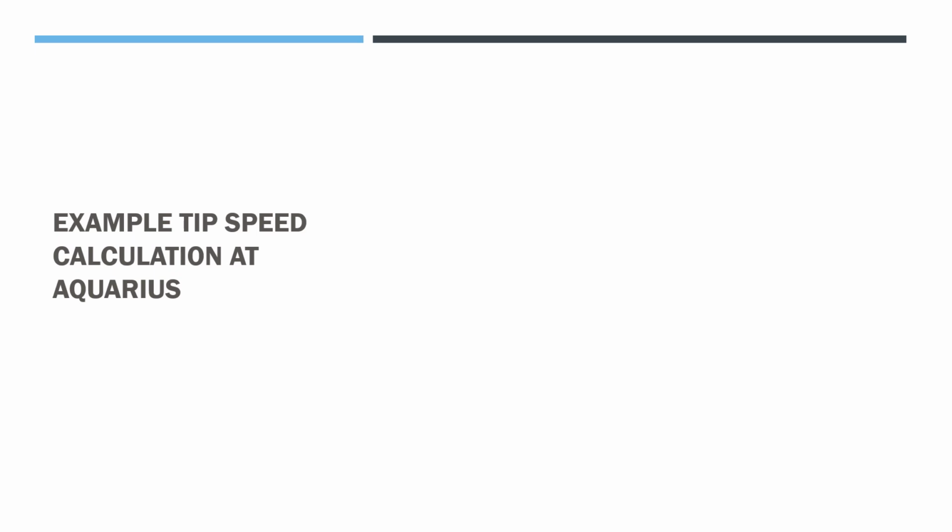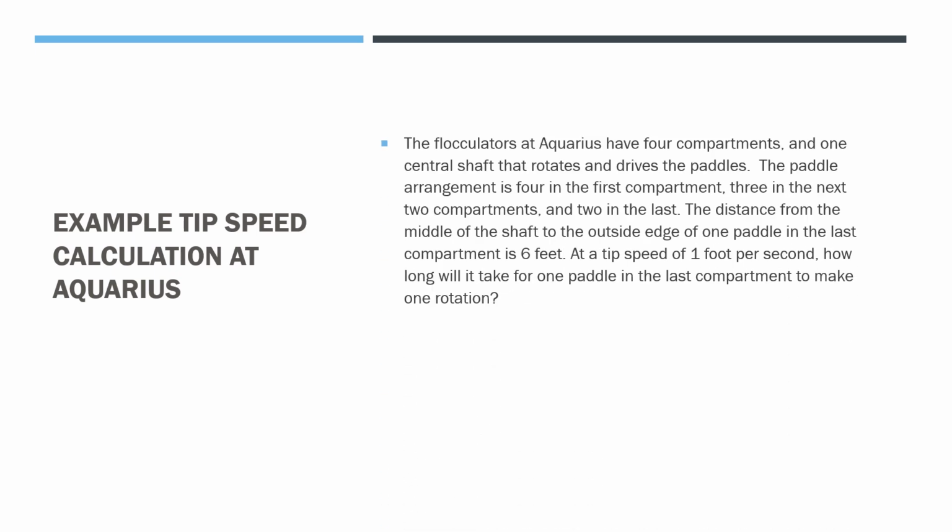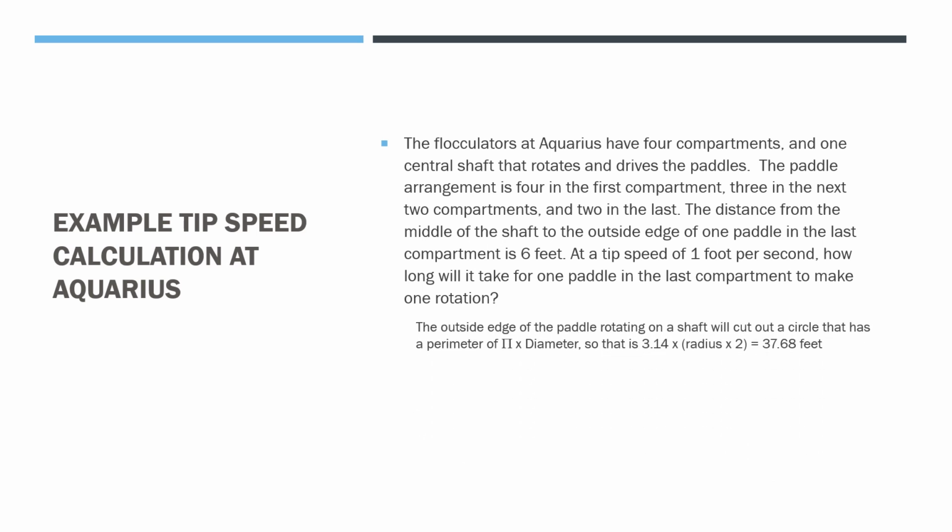So if I want to look at example tip speed calculations at Aquarius, I have to realize that the flocculators here, of course, have the 4 compartments, one central shaft that rotates and drives the paddles. The distance from the middle of the shaft to the outside edge is 6 feet. That would be the radius, so the diameter is going to be twice that, or 12 feet. So if I wanted to know how much time the last compartment should take to make one rotation, and I'm traveling at 1 foot per second, how do I do the math? The outside edge of the paddle rotating on the shaft will cut out a circle that has a perimeter of pi times the diameter. That's going to be 37.68 feet. So if I'm traveling at 1 foot per second, it should take me 37.68 seconds to make that revolution.